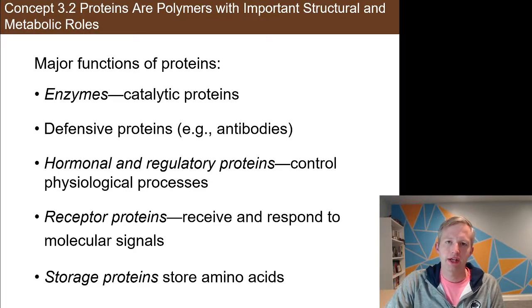I'm going to take a look at chapter 3.2, which is a big one, all about proteins. So there are many different types of proteins and therefore many different functions of proteins. But very important is to understand that proteins are the workhorse of the cell. They are the molecules that are doing things inside of living organisms.